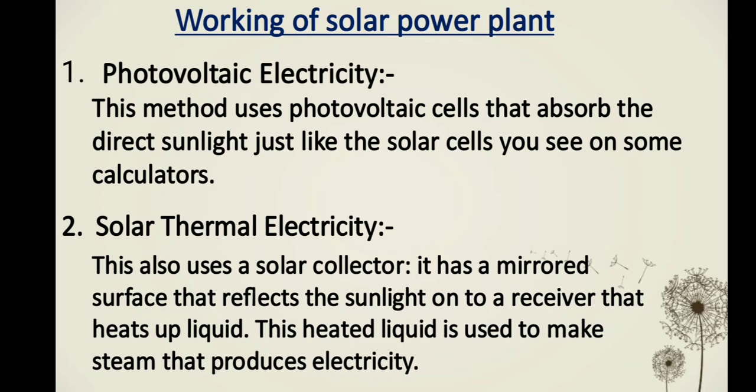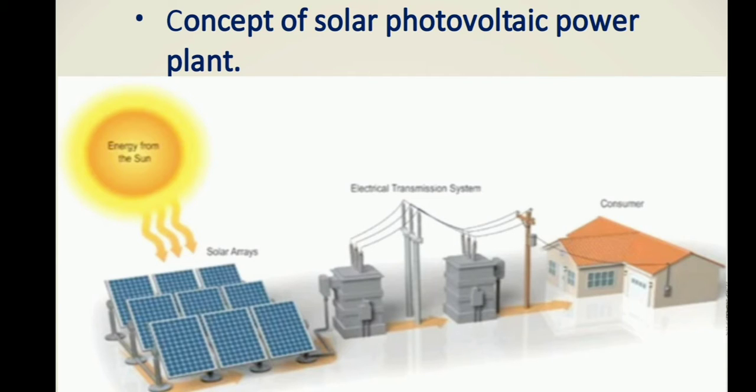First, PV electricity. This method uses PV cells that absorb direct sunlight, just like the solar cells you see on some calculators. And second, solar thermal electricity. This also uses a solar collector. It has a mirrored surface that reflects the sunlight onto a receiver that heats up liquid. This heated liquid is used to make steam that produces electricity. Now, the concept of a solar PV power plant and how it works.